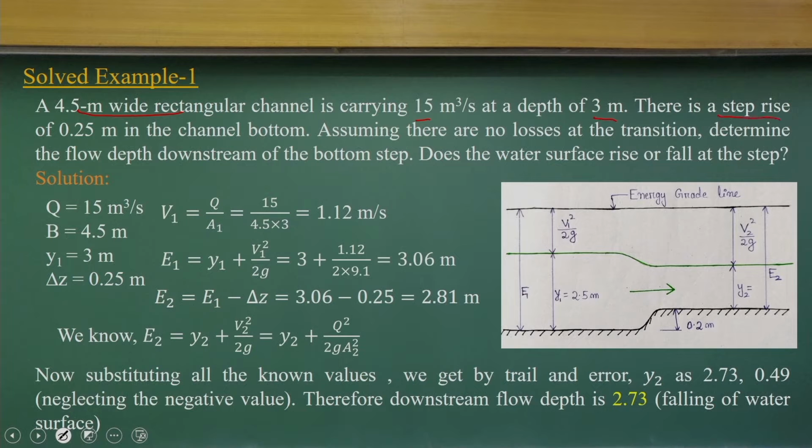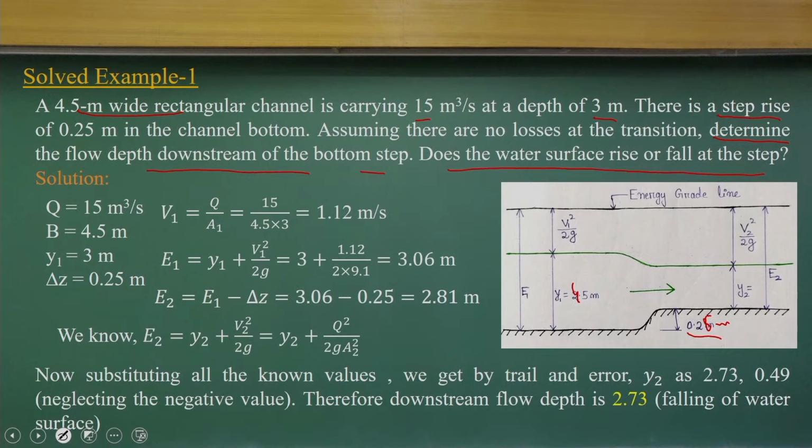There is a step rise of 0.25 meter. If those are the conditions, determine the flow depth downstream of the bottom steps. Does the water surface rise and fall at the steps?